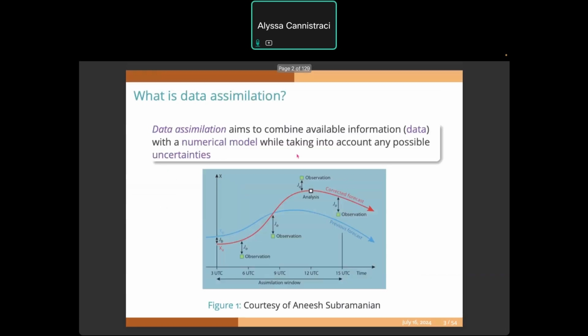Okay, so what is data assimilation? We all probably have a basic idea of what it is, but basically we aim to combine any available information, this is your data, with a numerical model, while importantly taking into account any possible uncertainties. Like this picture describes, you have some previous forecasts and observations that can correct it, and you want to take those observations into account to produce something like this red line, which is your corrected prediction for the estimate of whatever you're trying to observe.